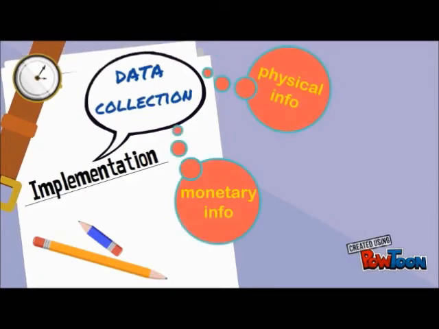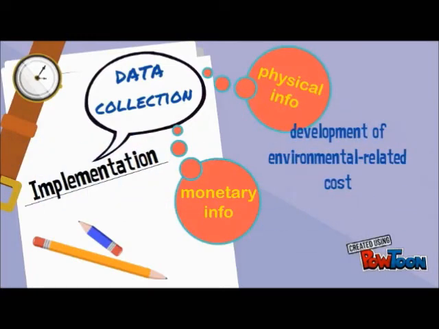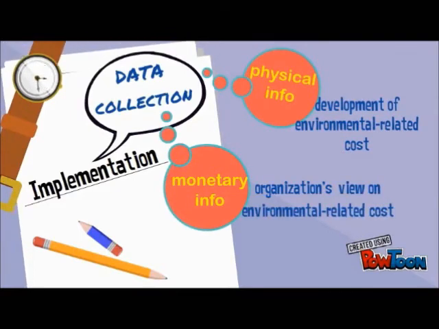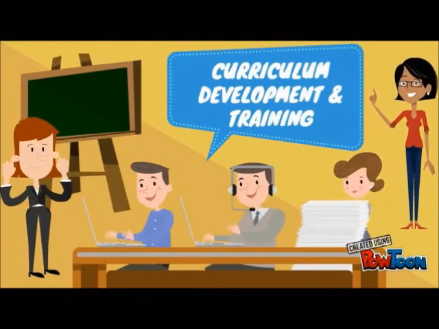Physical information may not provide all data needed for effectively managing the environment, but it is essential information for the accounting function, which can contribute to the development of many environmental related costs. Whereas monetary information depends on the organization's view of what is environmental economics, their environmental goals and other reasons related to environmental costs.